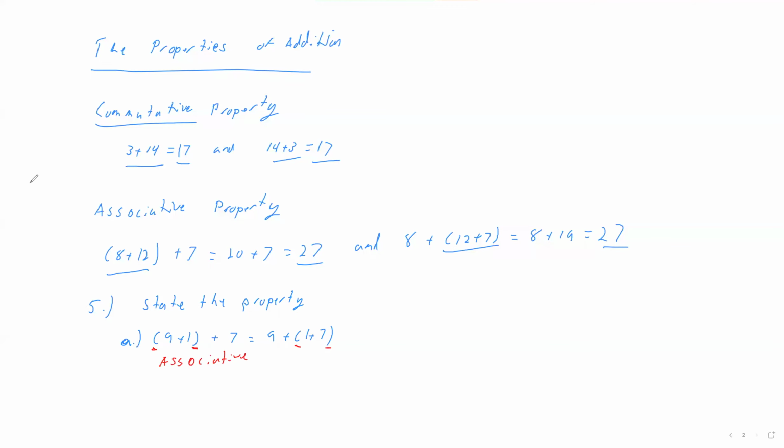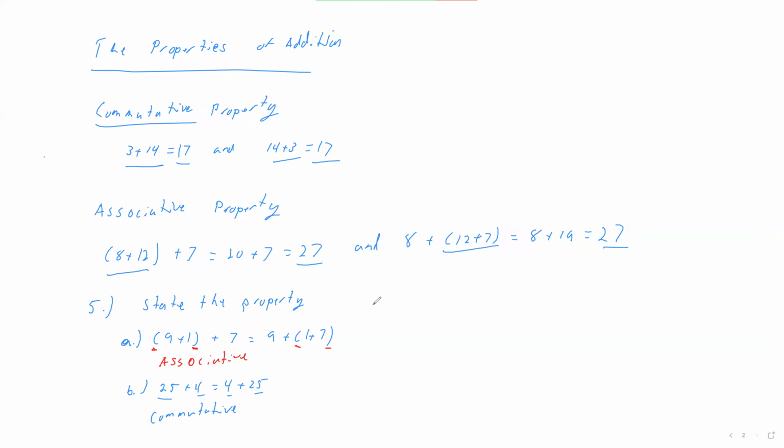All right, next question. It will say 25 plus 4 equals 4 plus 25. So again, I look at the left side, look at the right side, and I say, hey, these two guys switched on me, which then tells me the order doesn't matter. I'm going to get the same answer. So therefore, this would be commutative.